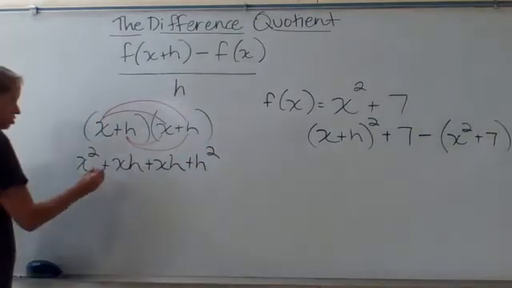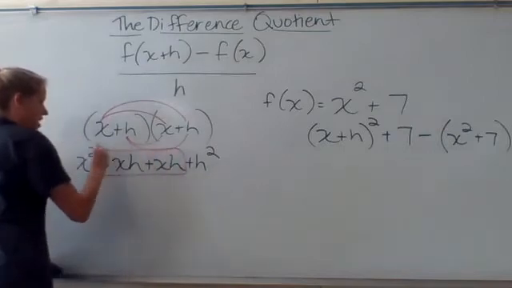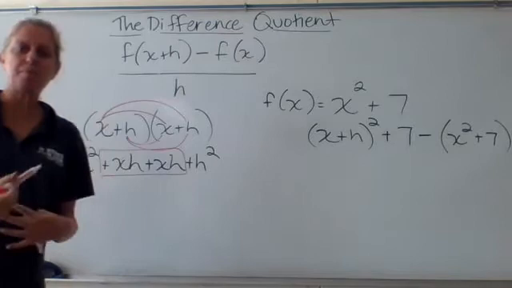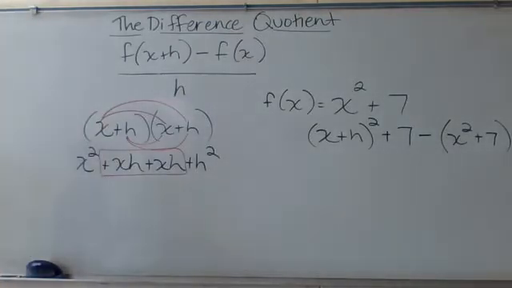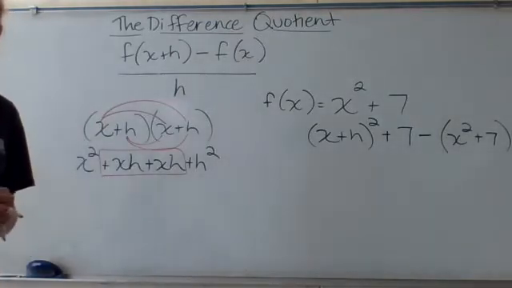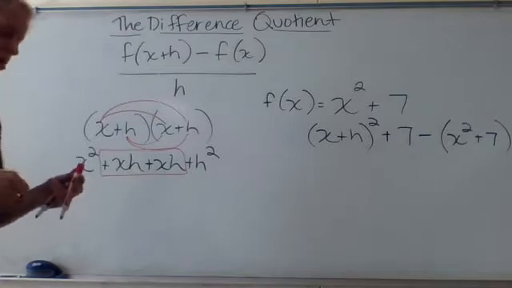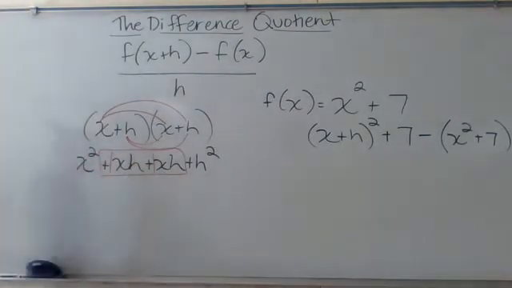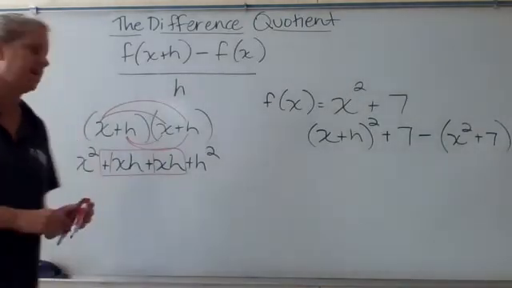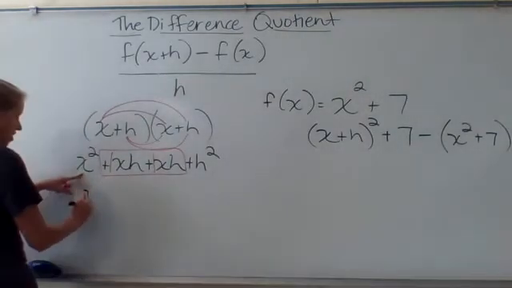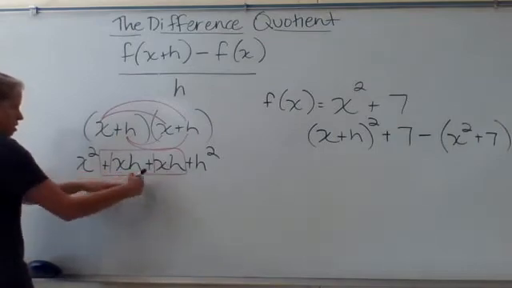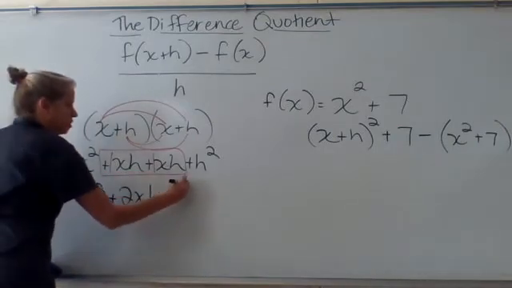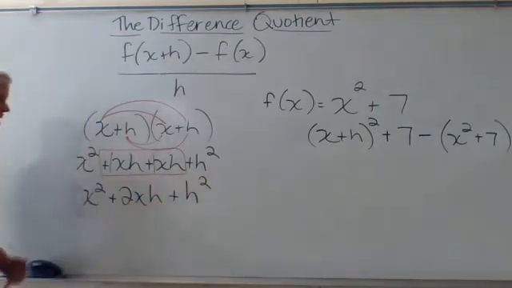Now, look at these middle two terms. They are both xh's, which means I can put those together, right? There's no reason to write those as two separate terms. They are like terms. They are both xh's. There's one of them here and one of them here. So you actually have two xh's. So I have x squared, put those together to get 2xh plus h squared.